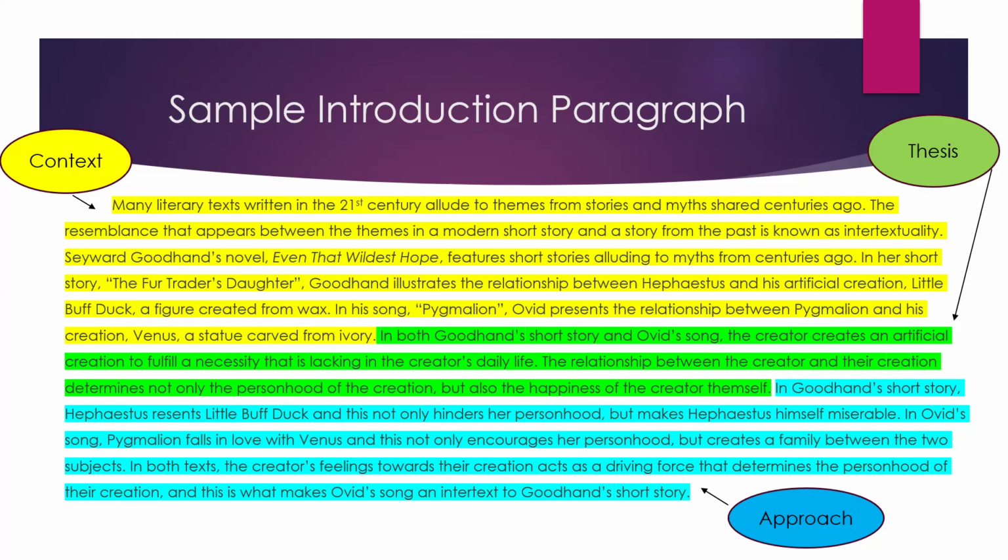So the context that I provided in the beginning of my paragraph ultimately led up to this thesis statement. In this thesis statement, I present the main comparison and contrast that I'll be looking at throughout the entire course of my essay, and that is that the creator in both Goodhand's short story and Ovid's song, their respective relationship with their creations determines not only their creation's happiness but their own happiness. And this is the compare and contrast that I'll be looking at all throughout my essay, and this is the reason why this is my thesis statement.